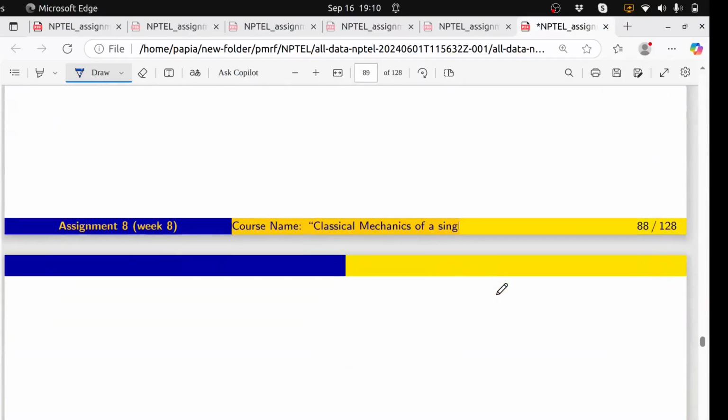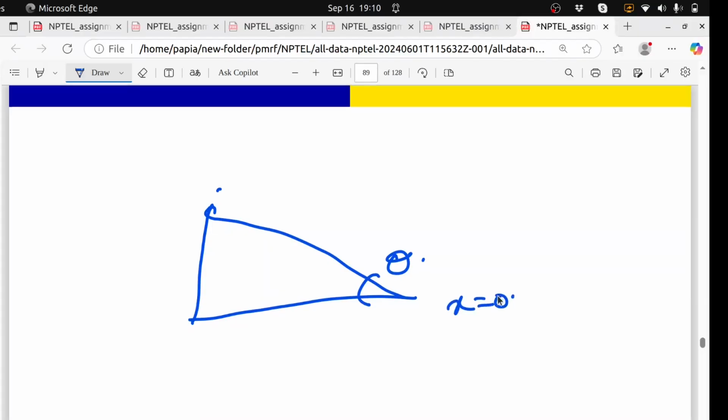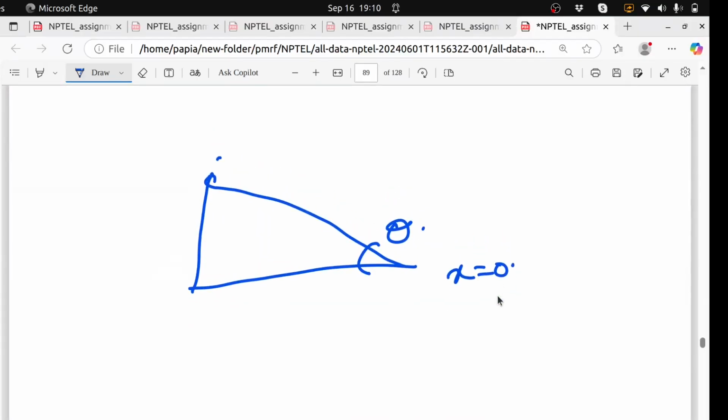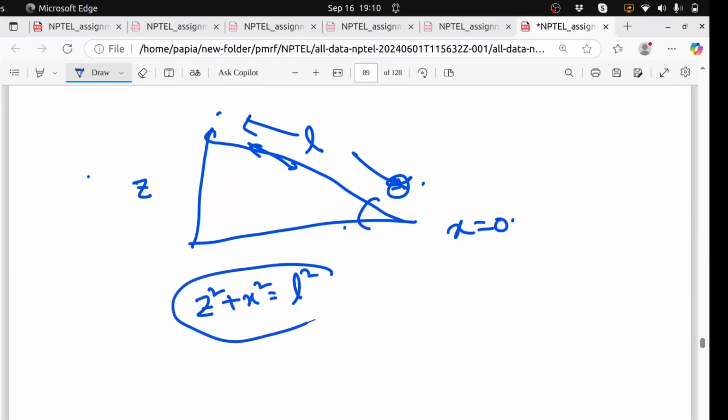So for this question, maybe I can draw. Yes, so this is theta, and this is x equals 0. They are telling us the particle is constrained to move on this plane, right? The particle is constrained to move in that plane. And what is L? L is the length of that plane. So I can safely say, let's say this is Z, so we can see that Z square plus x square equals L square. This is simply the hypotenuse rule, the Pythagoras rule, right?